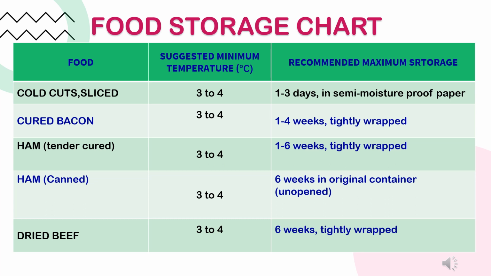Cold cuts, sliced: 3 to 4 degrees Celsius, 1 to 3 days, in semi-moisture proof paper. Cured bacon: 3 to 4 degrees Celsius, 1 to 4 weeks, tightly wrapped. Ham, tender cured: 3 to 4 degrees Celsius, 1 to 6 weeks, tightly wrapped. Ham, canned: 3 to 4 degrees Celsius, 6 weeks in original container, unopened. Dried beef: 3 to 4 degrees Celsius, 6 weeks, tightly wrapped.